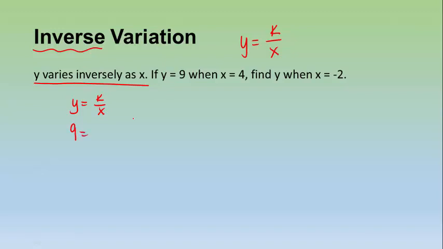If y equals 9 when x equals 4, then we need to find out what y equals when x equals negative 2. So we have to find out what k is first. In this case, you multiply both sides and we get k to equal 36. We substitute in the 36 and y equals negative 18.